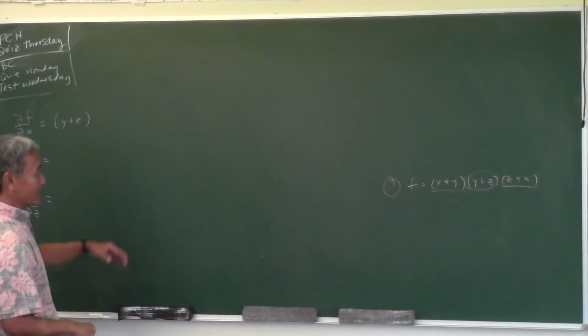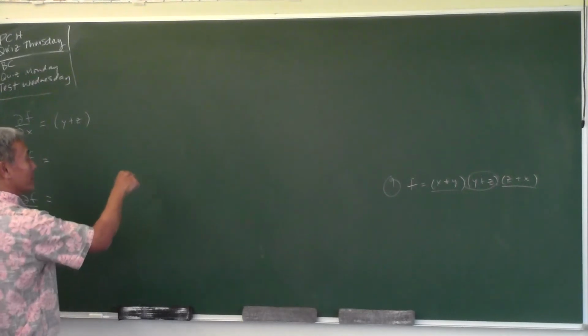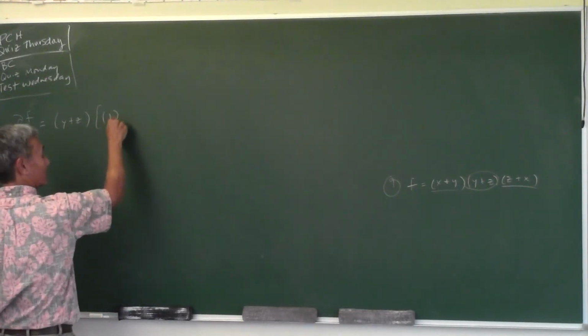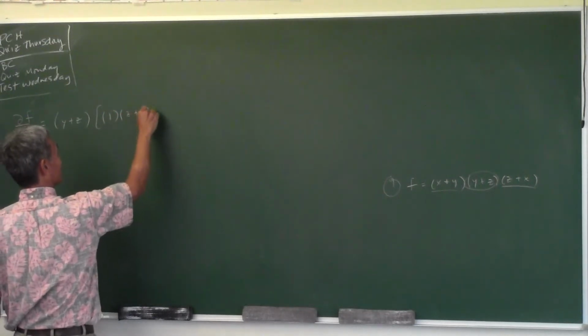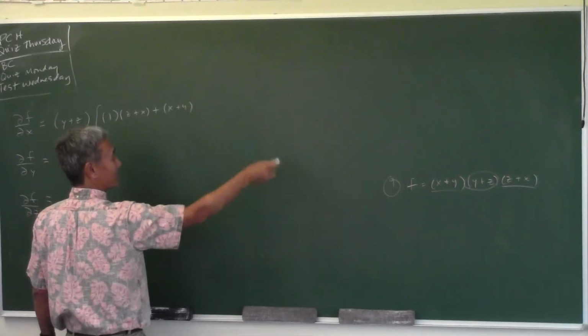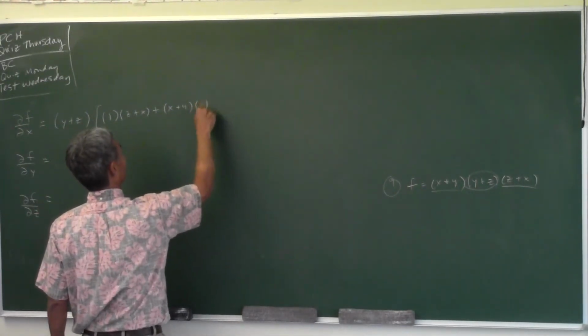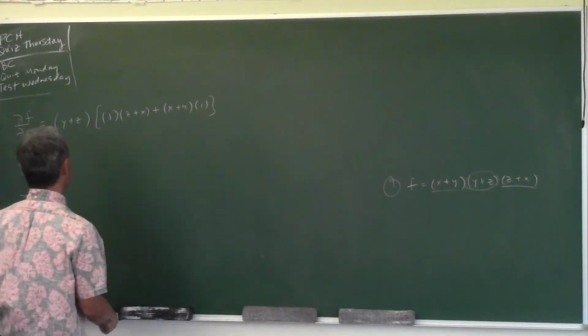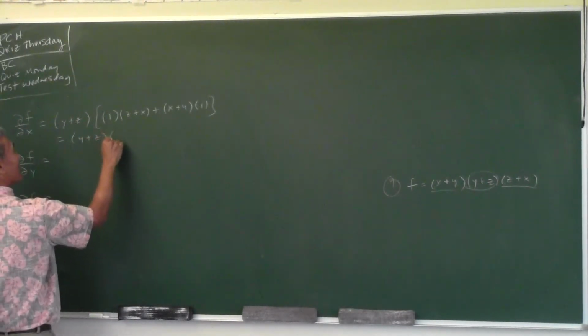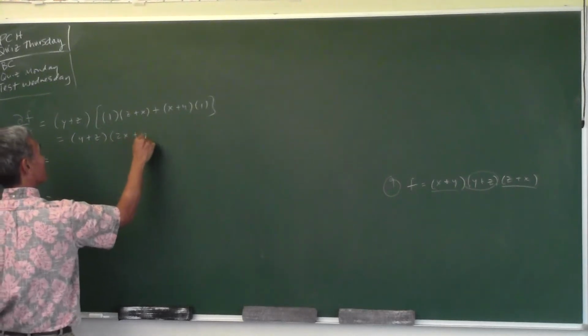And then you just use the product rule. So derivative of the first, which is 1, leave the second one alone, plus leave the first one alone, derivative of the second, which is 1. And so you just get y plus z times 2x plus y plus z.